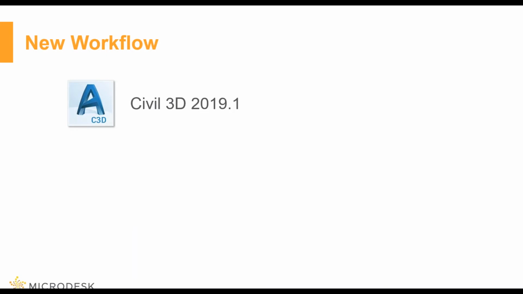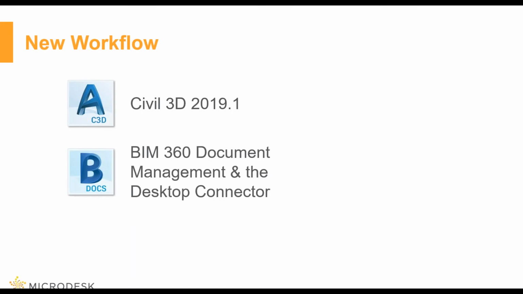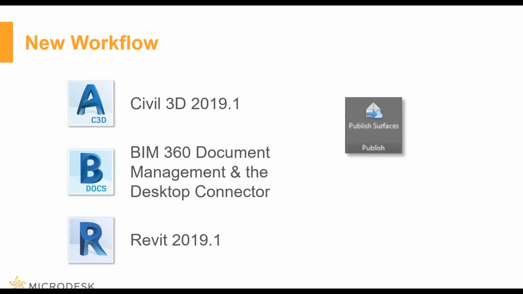Now with a new workflow, a couple things that you need to know that you're going to need in order to use this workflow is you have to have the version Civil 3D 2019.1. The tool that we use is available in that version. You also need to have BIM 360 document management and the desktop connector. So it will upload the files through the desktop connector to BIM 360. So you need to have that. And then from there, the architect or the person on the Revit side needs to have Revit 2019.1.